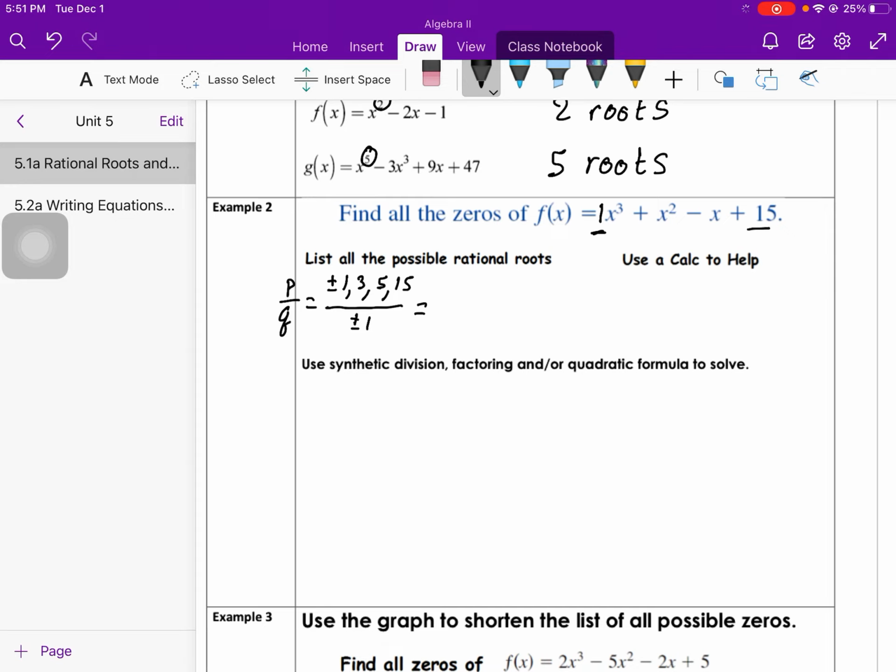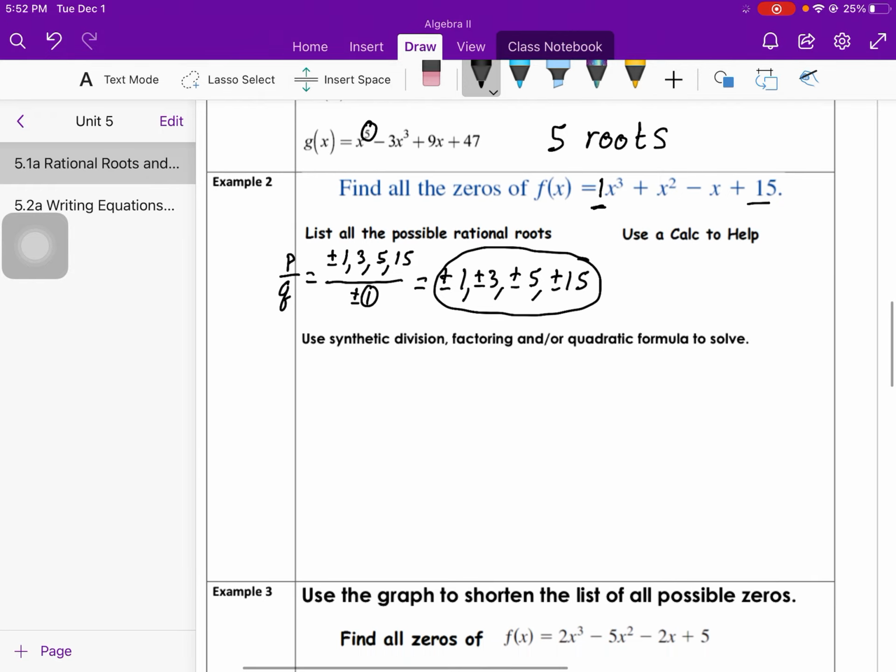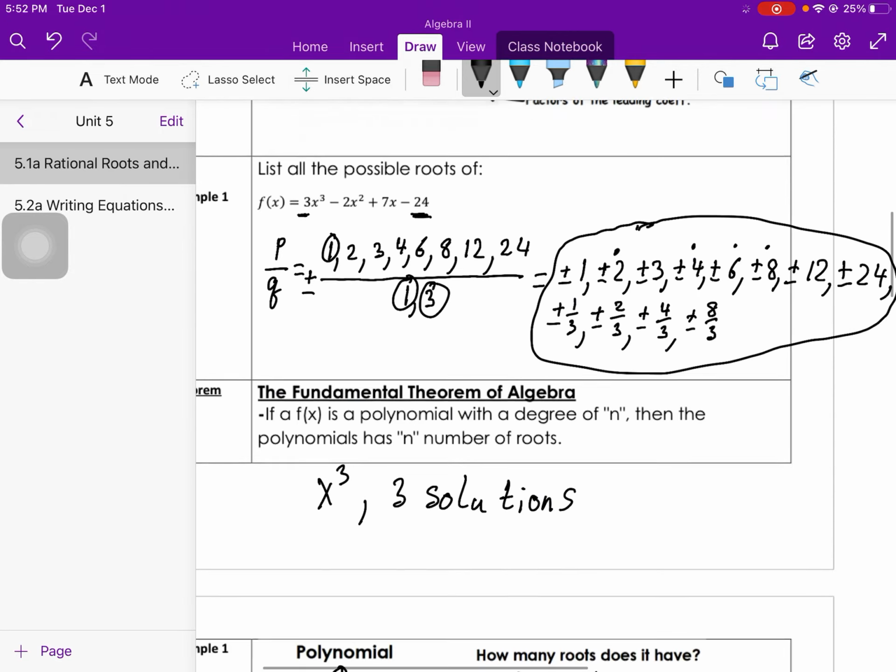So this one's much more straightforward because you only have to take 1 and divide that into everything up above. So we get plus or minus 1, plus or minus 3, plus or minus 5, and plus or minus 15. There's far less options than there was in the previous example. And that's going to happen a lot of the times where we have way less than, I mean, this is a ton.